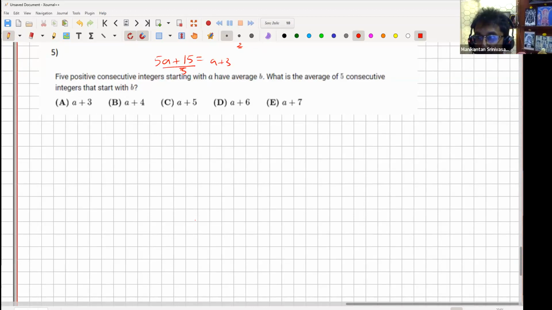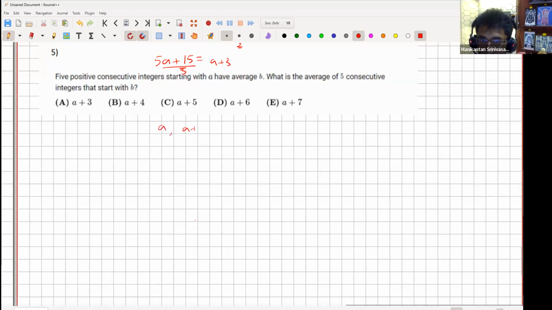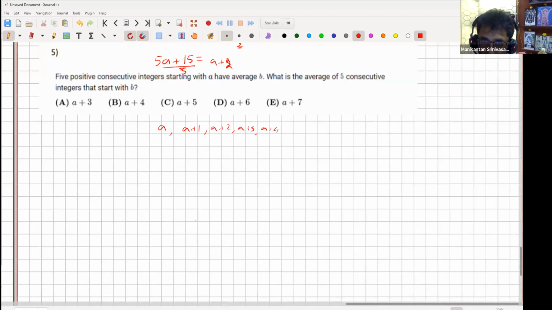I think it's not 5A plus 15. You're making a mistake. A is starting, right? So it's 5A plus 10, right? A, A plus 1, A plus 2... Oh, yeah. Then you'll arrive at A plus 2 here, which is B. But then, yeah, it's fine.